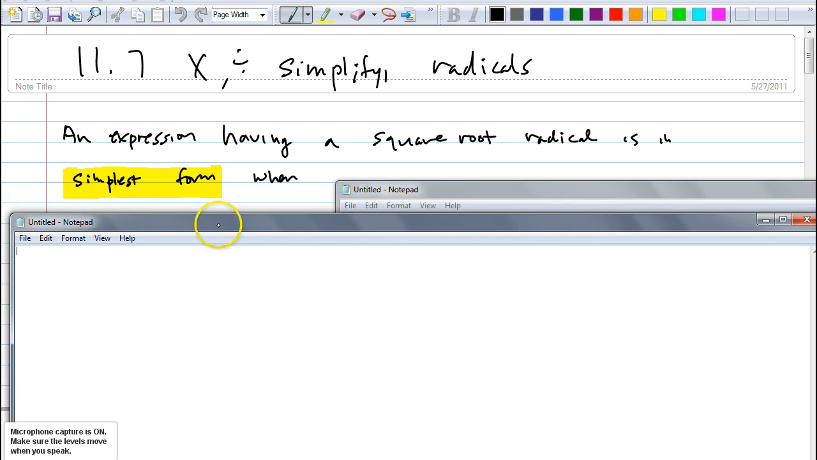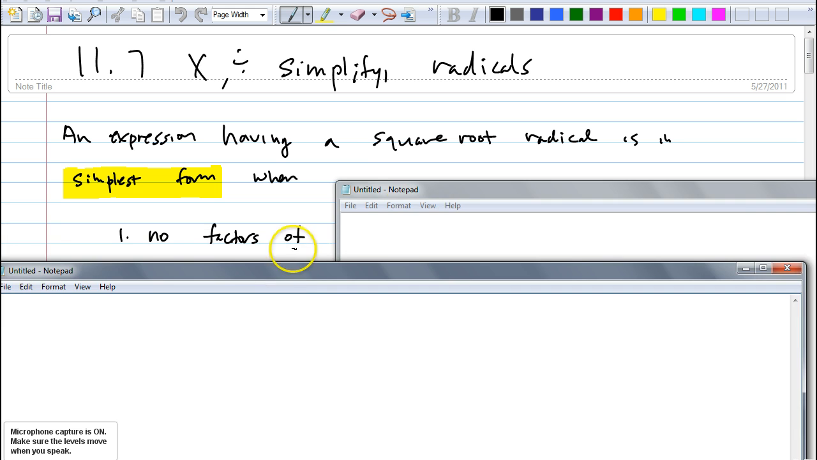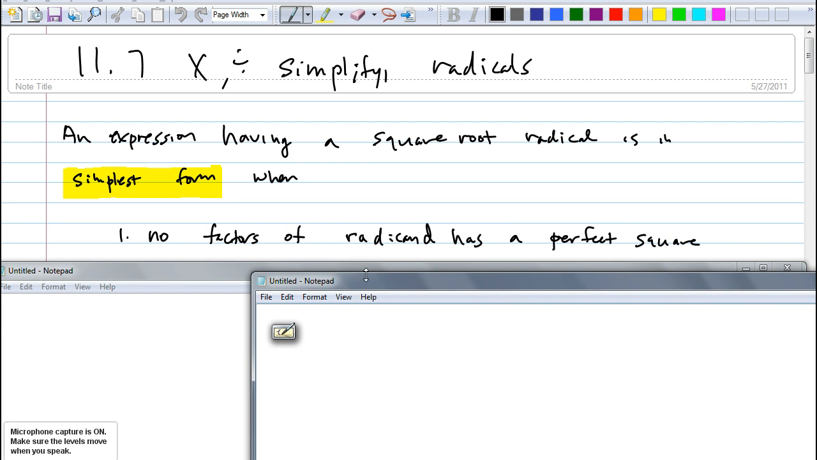So write this down. An expression having a square root radical is in simplest form when, first of all, no factors of the radicand has a perfect square. The radicand is the number inside of the square root, right? Just like Jonathan says, if I have the square root of a perfect square, that's the easiest way to simplify. So that's the first rule. So write that down. And then there are two others that we're going to show you in a minute. I'll do an example for this in a minute. So go ahead and write this down.